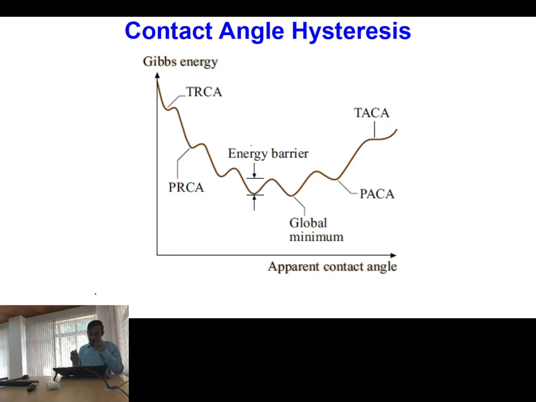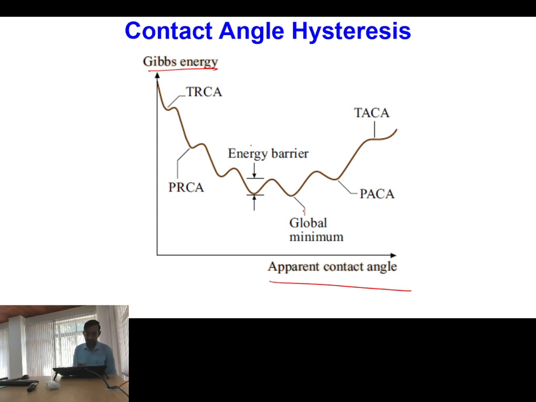Now typically, if you plot Gibbs free energy against the apparent contact angle, you will find that in the Gibbs free energy curve, for different angles you have a large number of local minima.